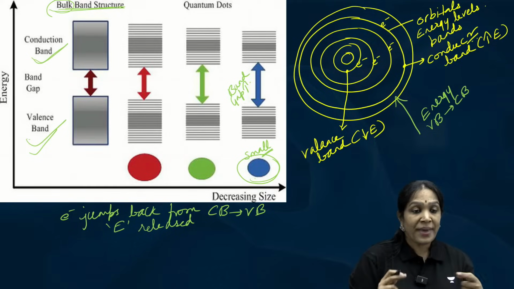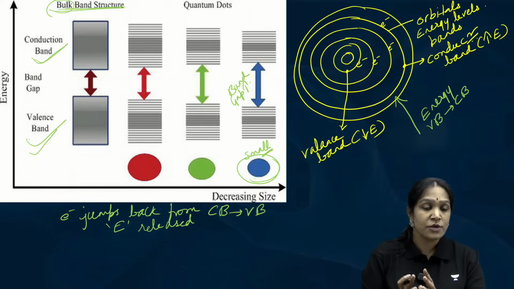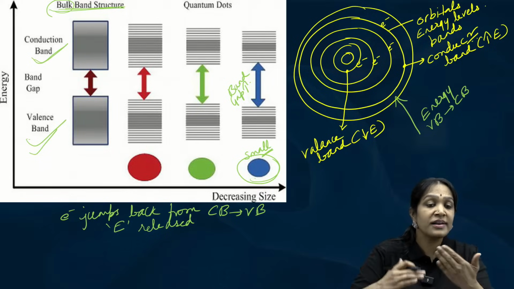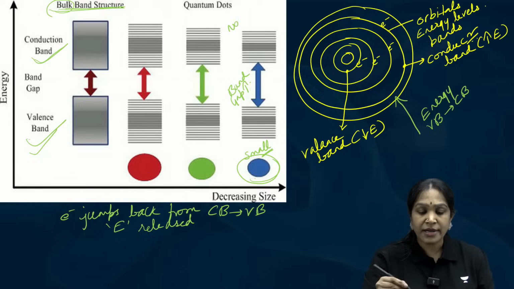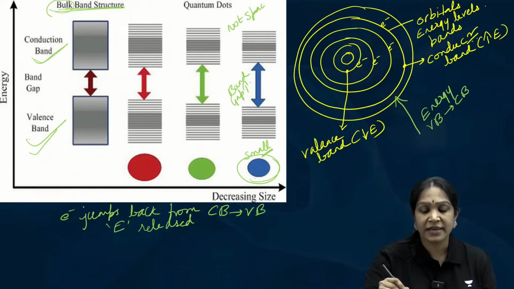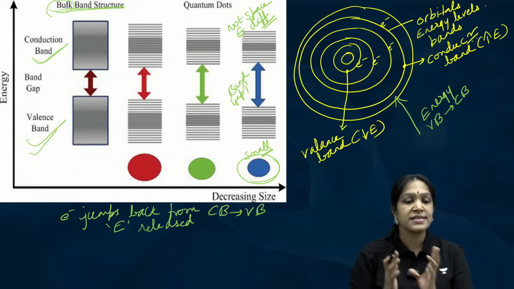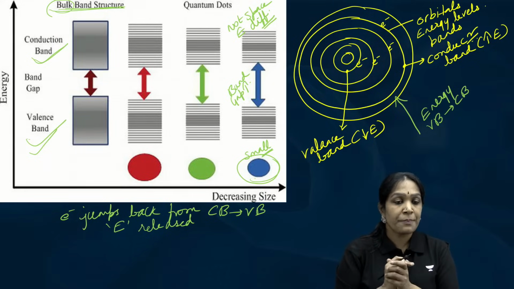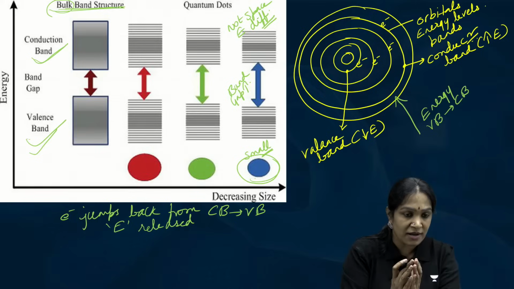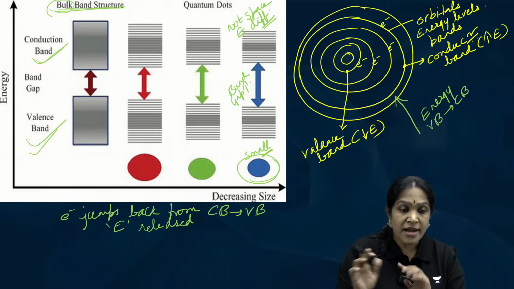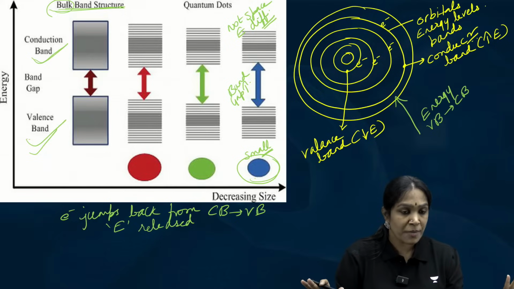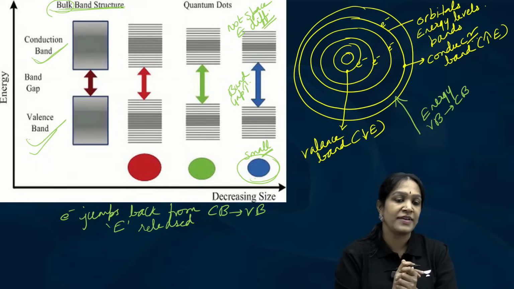You may get confused if you assume the band gap is a geographic space between the valence band and conduction band. It is not the space. It is the energy difference. Be clear about it, because some students asked me, when the particle size is very small, how can you have more distance between the two bands? It is not the distance, it is the energy difference between the two bands.